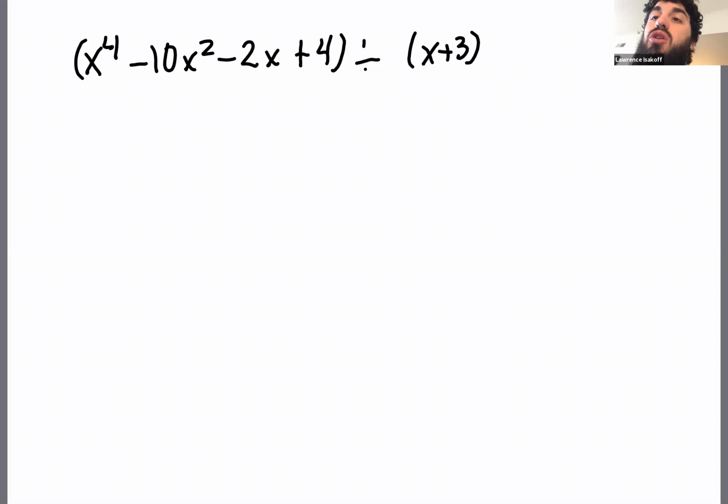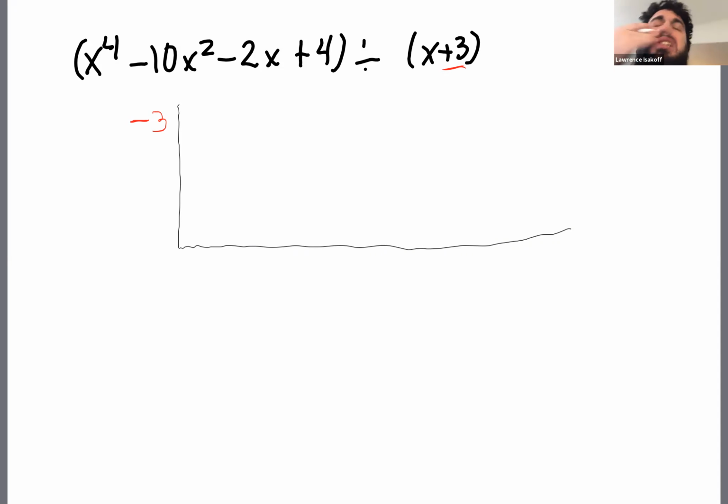Okay, so I start with drawing this box here. Let's see, it's a +3. So I'm going to change this to a -3. And then I'm going to pull my coefficients off of here. Now, I do notice I'm missing an x cubed term. So it's going to start out 1, 0 for that missing x cubed, -10, -2, and 4.